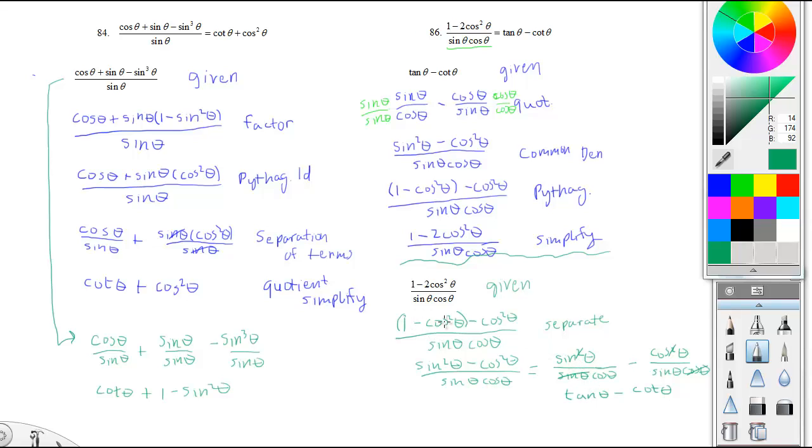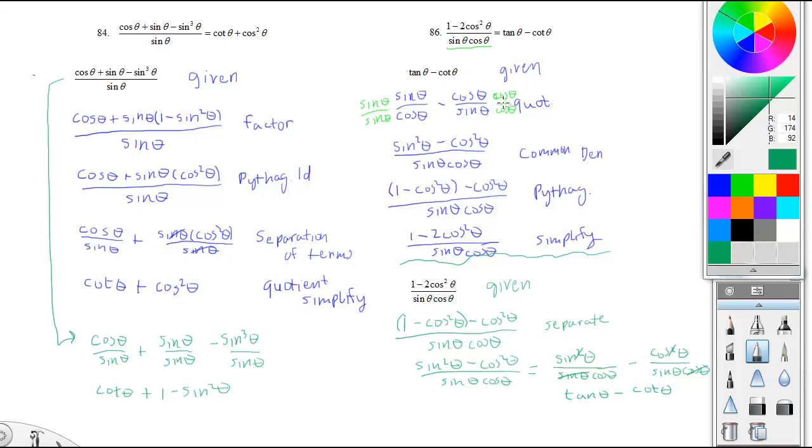Instead of coming up with this key little feature here that made this problem a little easier, you also could have separated this 1 minus 2 cosine squared to begin with. You could have just said 1 over sine theta cosine theta and 2 cosine squared theta over sine theta cosine theta. I think that would have worked. Not quite seeing it all the way through, but that would be something else you might try.